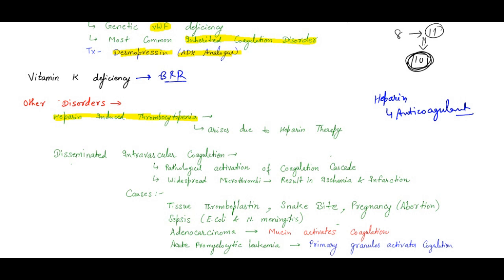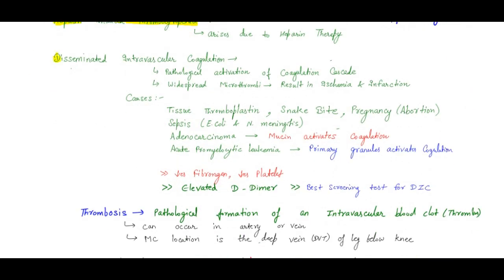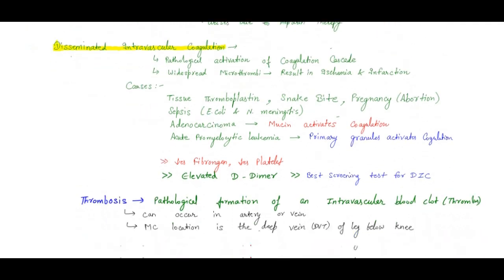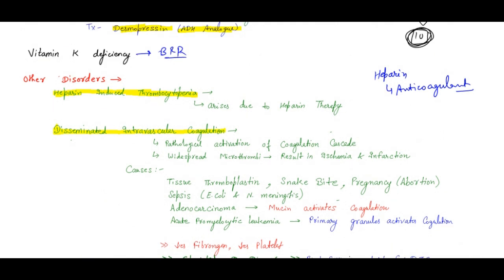Okay, the next disease we have is disseminated intravascular coagulation, DIC. It is due to the pathological activation of the coagulation cascade. Normally the coagulation cascade is a physiological condition, as I discussed, but here there is a pathological activation of the coagulation cascade.